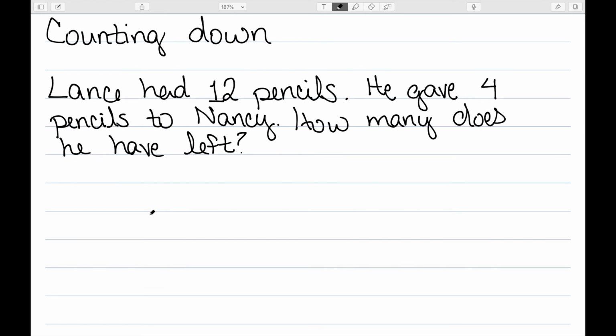For a counting down method, a child starts counting at the larger number given in the problem and then counts backwards. Lance had 12 pencils. He gave 4 pencils to Nancy. How many does he have left?